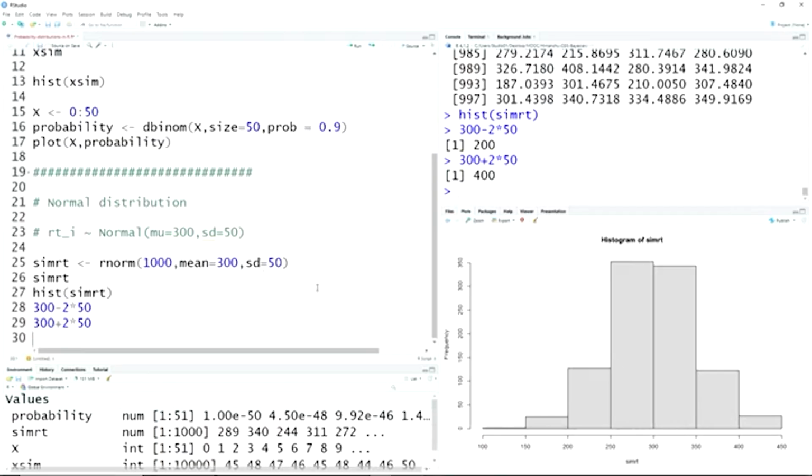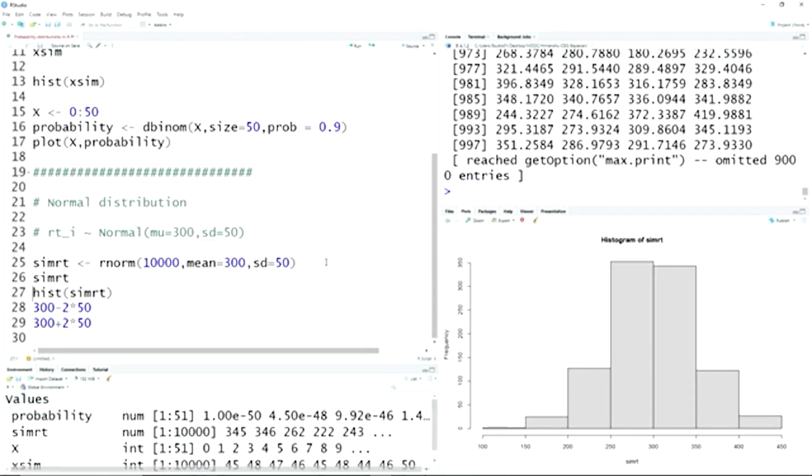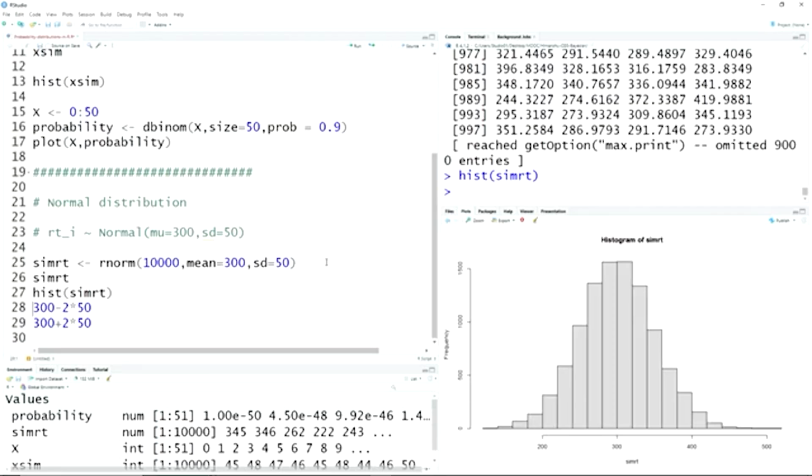So this is how a normal distribution looks if you draw random values from it. This would look much smoother if you, let's say, draw 10,000 values rather than 1000. Now you can see a proper normal distribution, centered around 300, and you can see the symmetry. It's totally symmetric around 300, and that's what happens in a normal distribution. And most of the values are between 200 and 400.